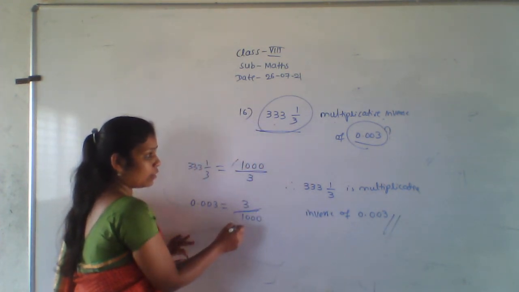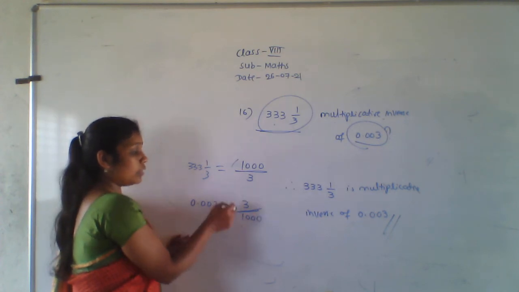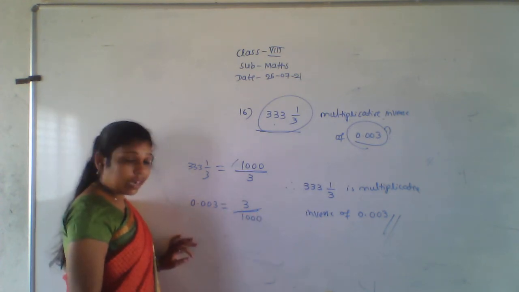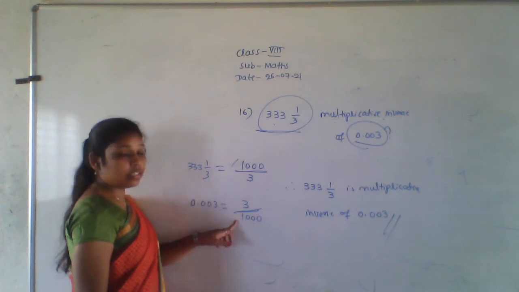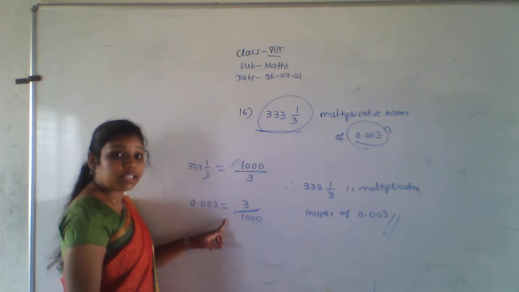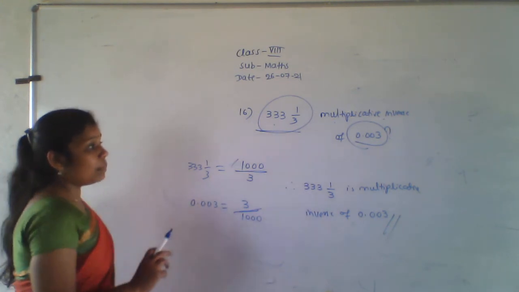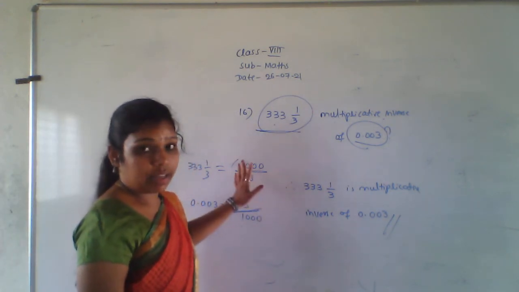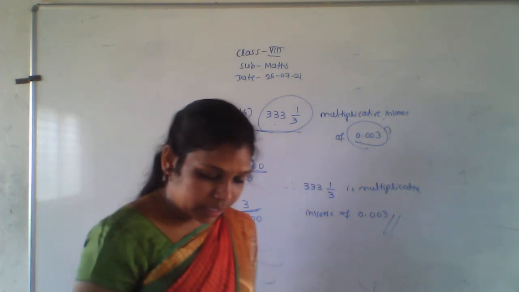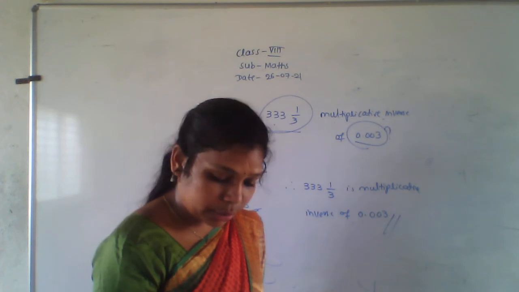It is a multiplicative inverse because here 1000 by 3 is there, and here 3 by 1000 is there. So both are reciprocal numbers, right? So it is a reciprocal of this number. For that reason, we can say this is the multiplicative inverse of that value. Okay, so we finished exercise number 1.2.